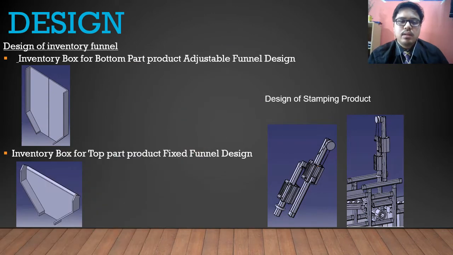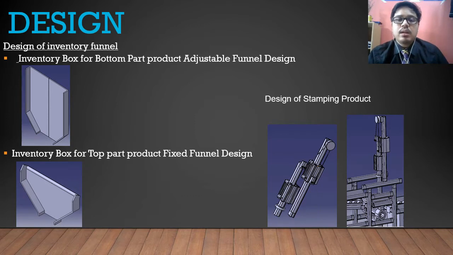The next is the design methodology. The software used for the design of the inventory funnel and stamping is CATIA V5. Then, for the simulation of the mechanism work, Blender software will be used. For the funnel, the design was divided into two: the inventory box for the bottom part product with an adjustable funnel, and the inventory box for the top part product with a fixed funnel.